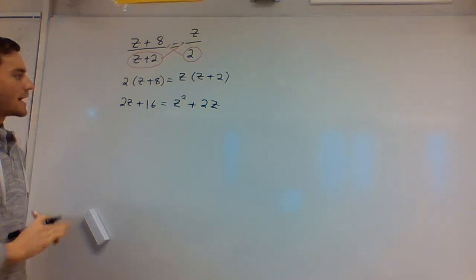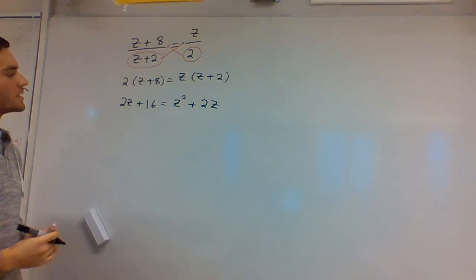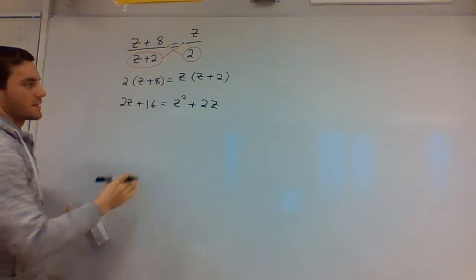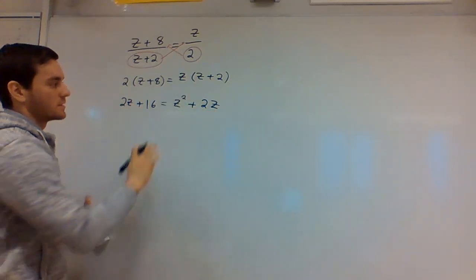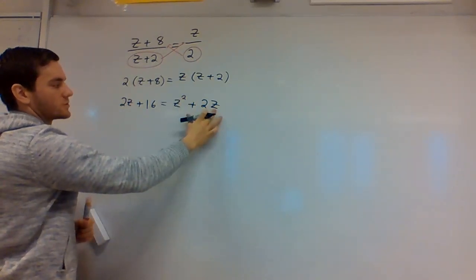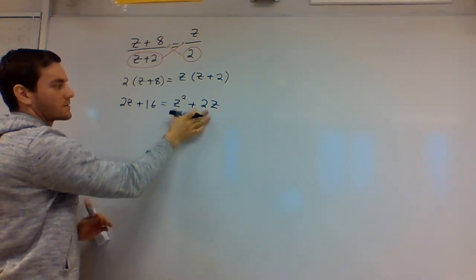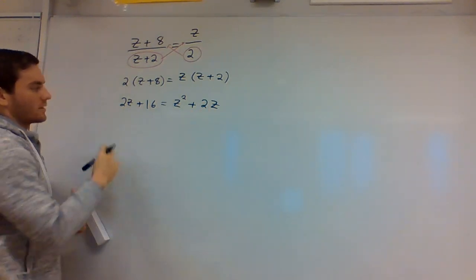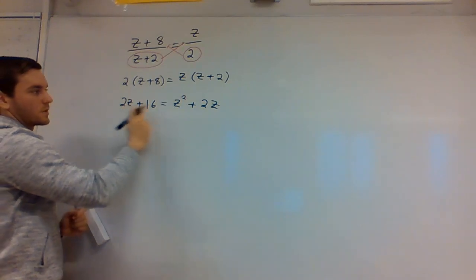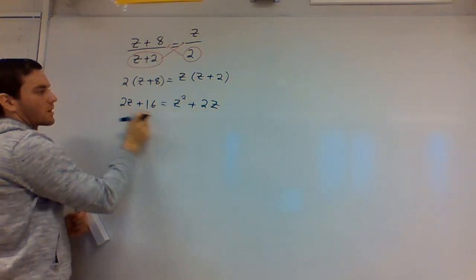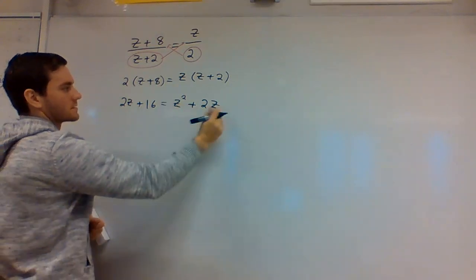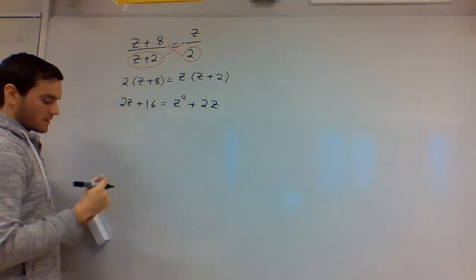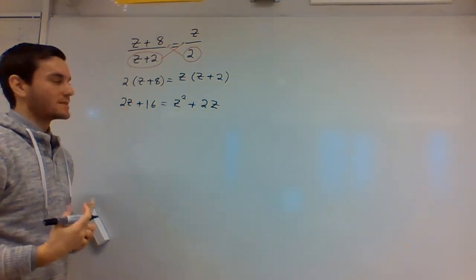And now we can start kind of trying to solve this equation. First thing, I have a Z squared and a 2Z. These are not like terms. This Z is squared. This is just a Z, so I'm not allowed to put these together. But if I look here, I have a 2Z. Over here, I have a Z. These are like terms. So I'm going to take this 2Z and move it to this side of the equation so we can at least get those Z's together.